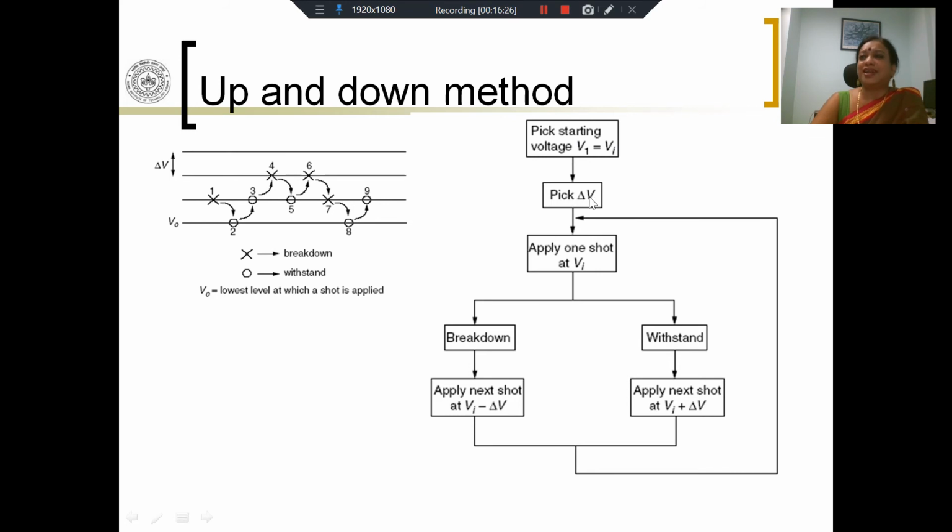Now choose a delta V. So how fine-tuned do you want your voltages? Are you okay with a voltage breakdown strength plus minus 1 kV? Or do you want it closer, 0.5 kV?